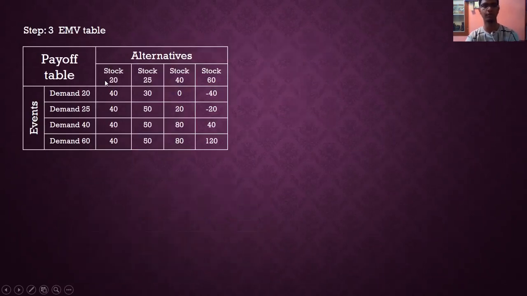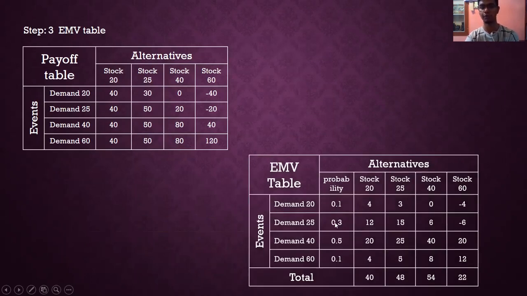After getting a payoff table, we have to find out an EMV table. To find the EMV table, first we write down the events, then the probabilities, which we found in our previous table. After writing the probabilities, we multiply these probability values with the payoffs in each row. Like demand 20, which has 0.1: 0.1 into 40, 0.1 into 30, then 0.1 into 0, then 0.1 into minus 40. Like this, we multiply each column with each particular row. So like this it goes on.